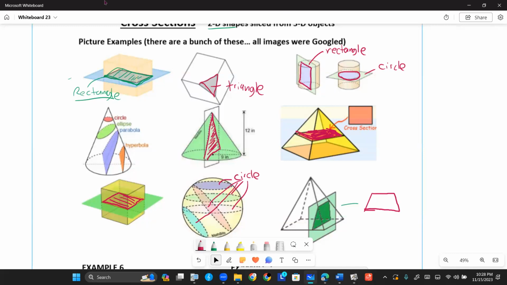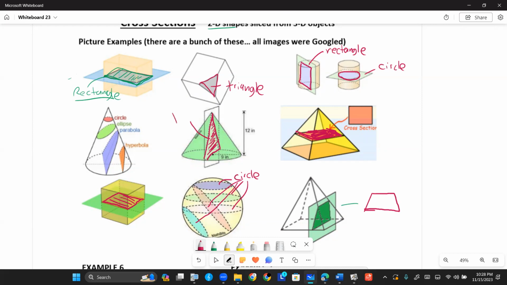So look at all these pictures. I drew a couple of names of the shapes. We have rectangles. You can make a triangle if you cut the corner off of a cube. If you go down a cylinder, you can make a rectangle straight up and down, or along the parallel base, you're going to get a circle. Cones can get all sorts of things: circles, ellipses, which are ovals, parabolas, and hyperbolas, which we don't really get into in this class. You can slice a cone down.